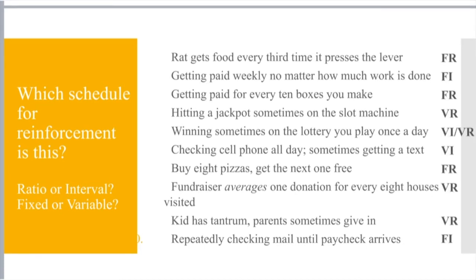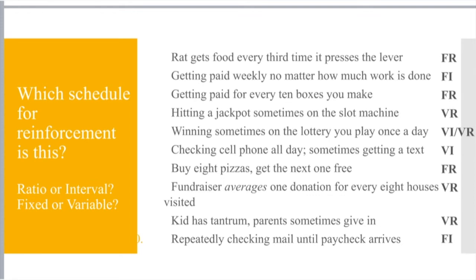Okay, so here are the answers. Number 1, rat gets food every third time it presses the lever. That is an example of a fixed ratio schedule. Number 2, getting paid weekly no matter how much work is done. That's going to be a fixed interval. Number 3, getting paid for every 10 boxes you make is going to be fixed ratio. Number 4, hitting a jackpot sometimes on the slot machine is a variable ratio.